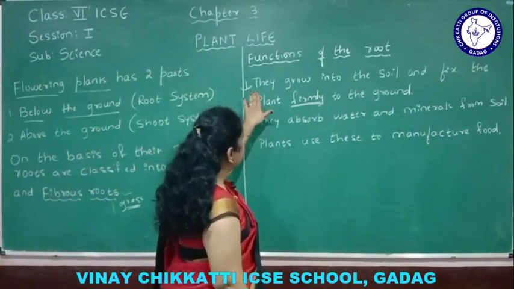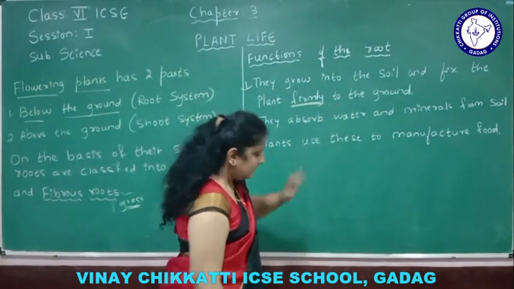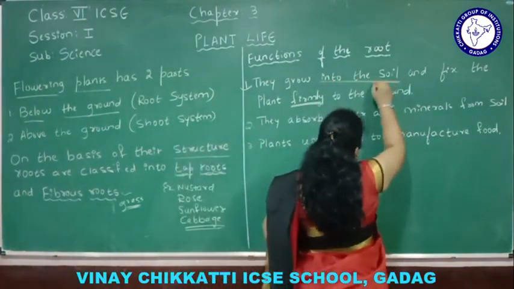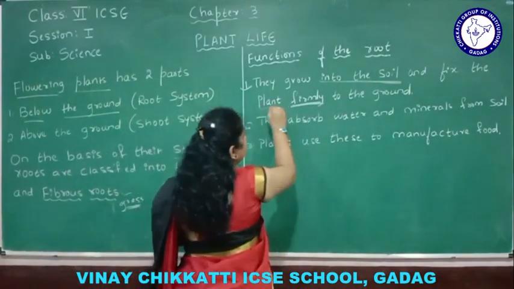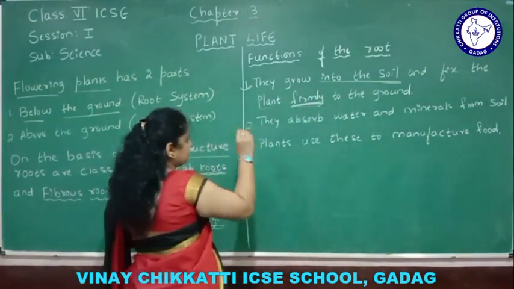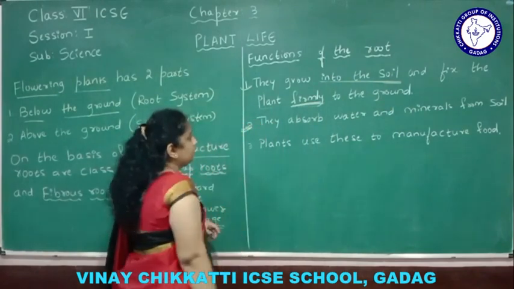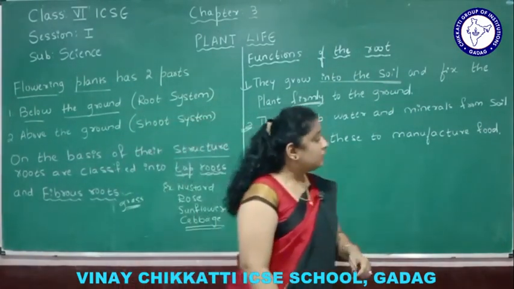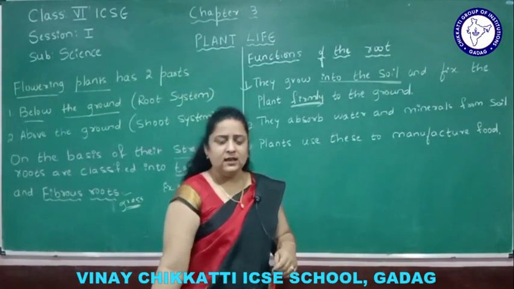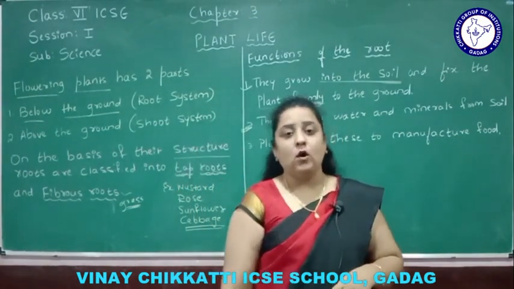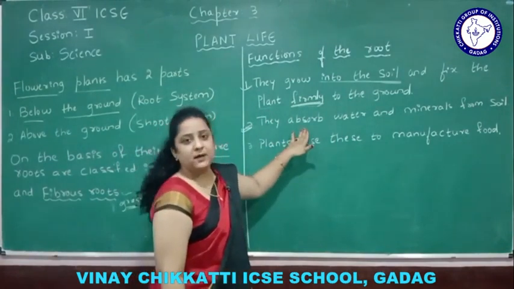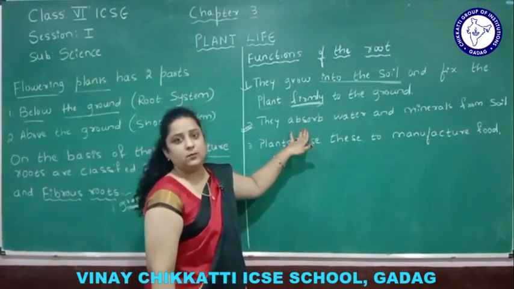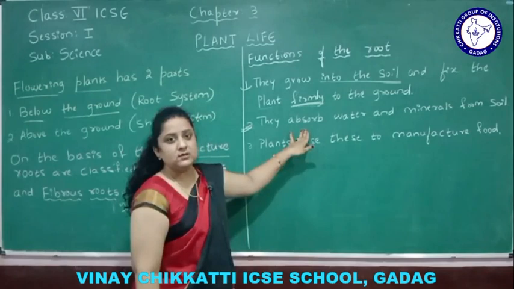So the first point is they grow into the soil and fix the plant firmly to the ground. That is the first function. Number two, they absorb water and minerals from the soil. As you know, plants are autotrophic organisms, meaning green plants prepare their own food with the help of a process called photosynthesis.